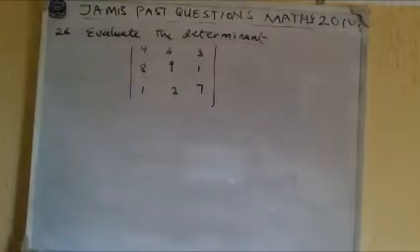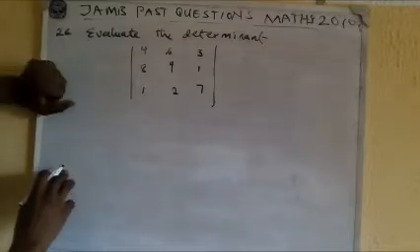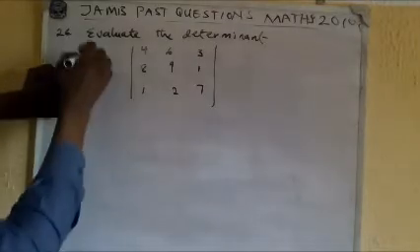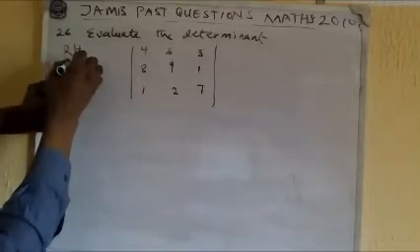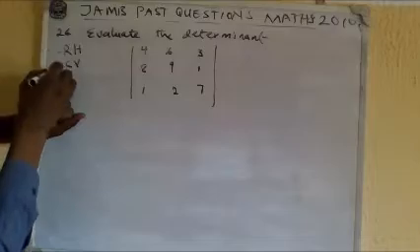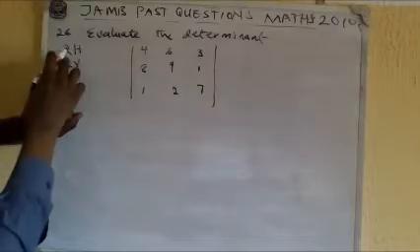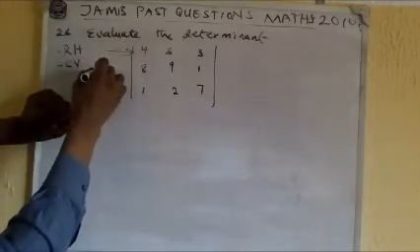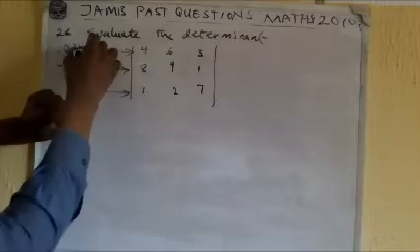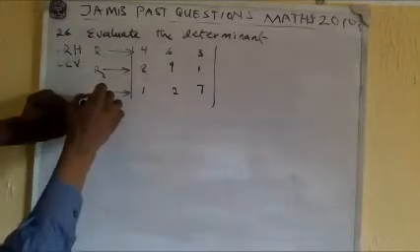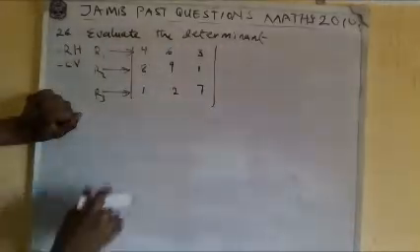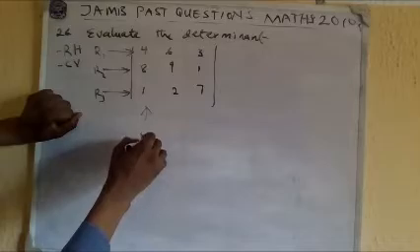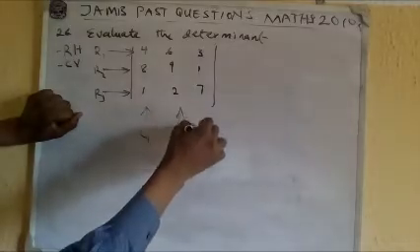So this is a 3 by 3 matrix. A matrix has rows and columns. R is for row, which is horizontal, and C is for column, which is vertical. So these are the rows: row 1, row 2, row 3. Column is vertical: column 1, column 2, column 3.